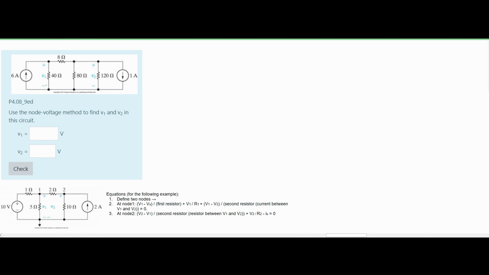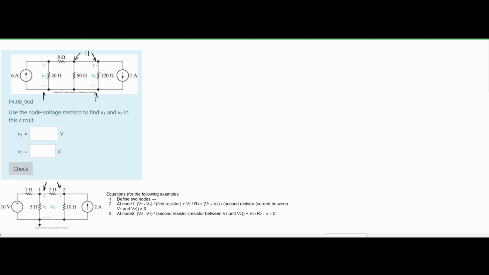First thing that we should notice is the distance between our voltage 1 and our voltage 2. They're pretty far apart, unlike in this example where they're right next to each other, right here and right here. We can also notice that what's separating them is a resistor right here, this 80 ohm resistor. That's actually in parallel with this 120 ohm resistor.